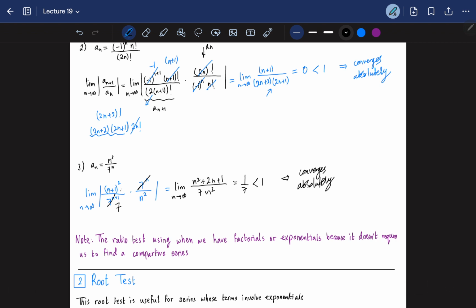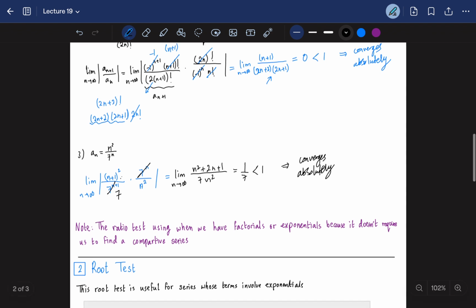So that's it. You take your a_n, you take the limit of a_(n+1) divided by a_n, and it's a bunch of cancellation and evaluating limits. Depending on the value that you get, you determine whether it converges absolutely, diverges, or if we need more information, or if we need to use a different test. And like I said, the ratio test is usually used when we have factorials or exponentials, because it's difficult to use comparison tests and stuff like that when we have factorials and exponents. So it's better to just go to the ratio test directly and see if that works.